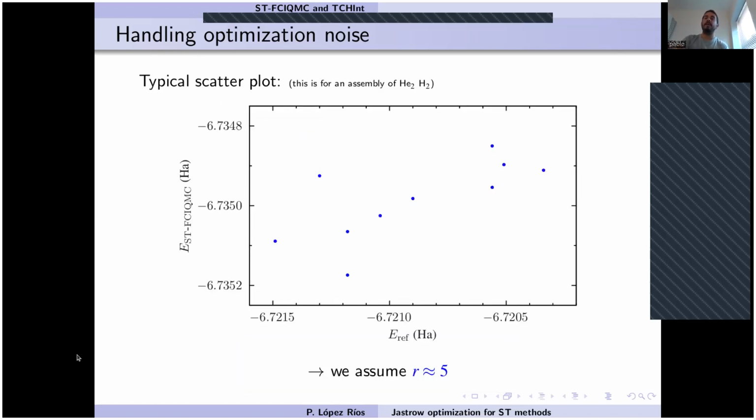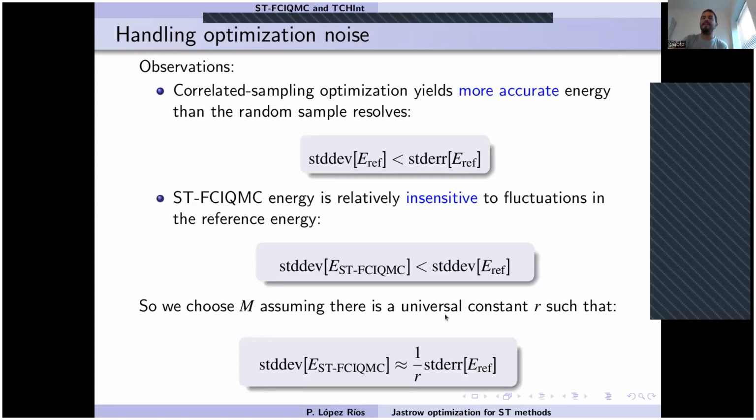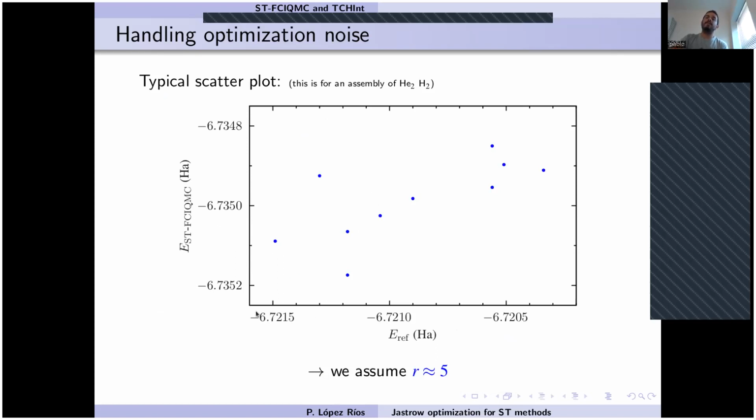And looking at various systems, this is the typical scatter plot of reference energies versus FCI-QMC energies, which are basically the two quantities I am connecting here. And you can see that the scale on the x-axis is about 5 times bigger than the scale on the y-axis. So having done this for a few systems, we assume universally that r is going to be of the order of 5. So that allows us to optimize our wave function parameters accurately, so that we don't get these fluctuations due to the random nature of the optimization process.